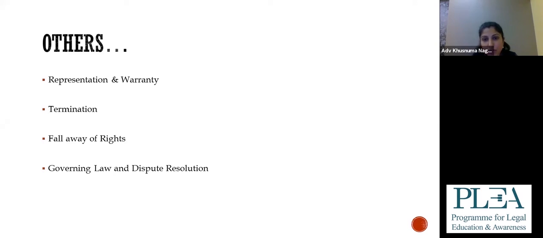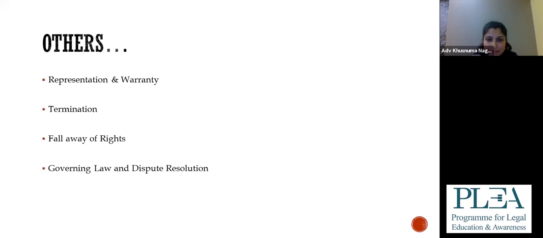Each representation and warranty should be carefully reviewed and negotiated as required. There are also exceptions to such representations and warranties, which must be clearly captured. You will see that in a disclosure letter. You will also observe that promoters may make certain representations and warranties on a best of their knowledge and belief basis.